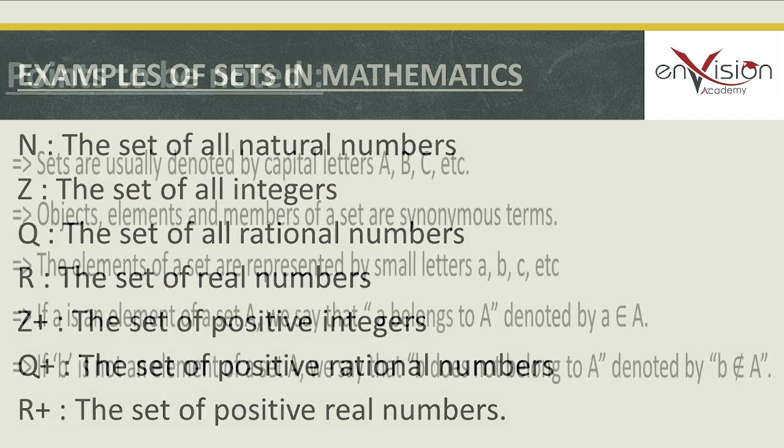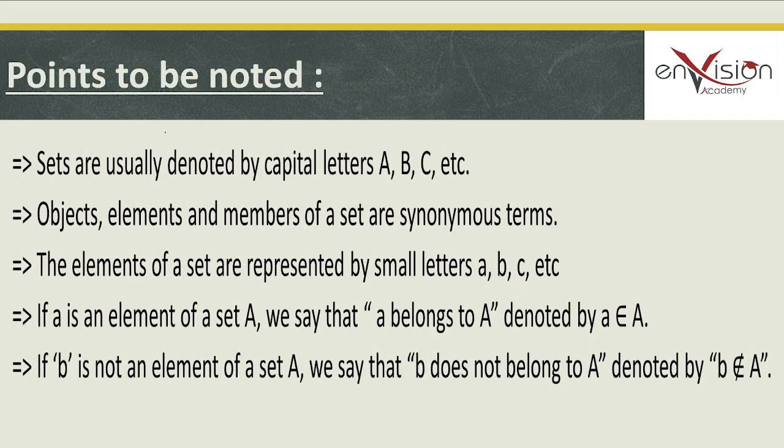Let's start with the next. Some points to be noted. Sets are usually denoted by capital letters A, B, C. If we have to write any set, like set A, set B, you have to use capital letters only. You can't use small letters for writing a set. Objects, elements, and members of a set are synonymous terms, meaning you can say either objects, elements, or members.